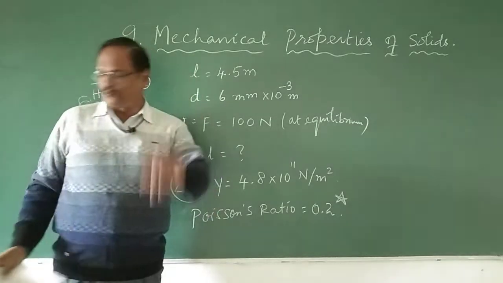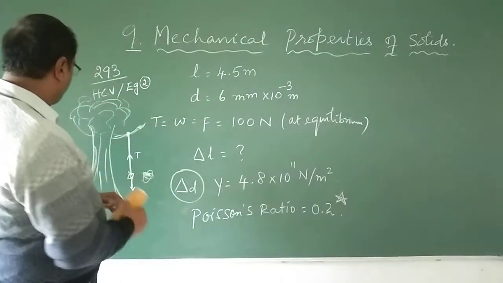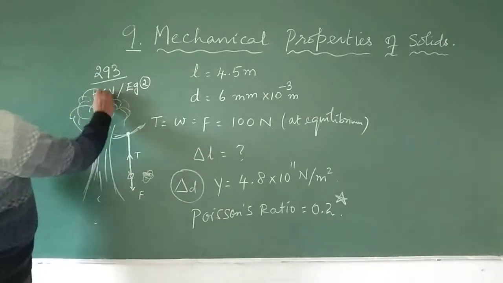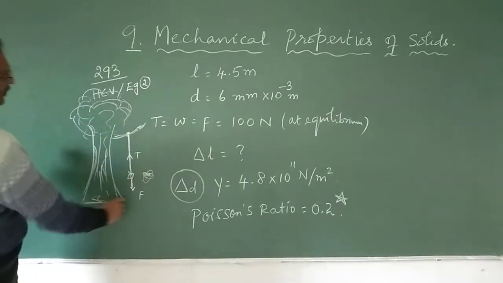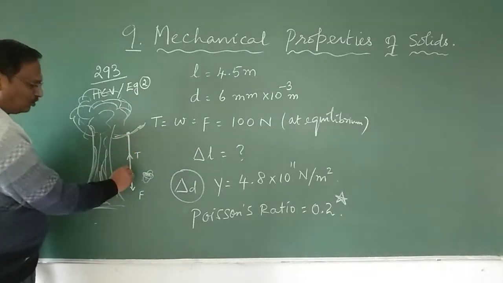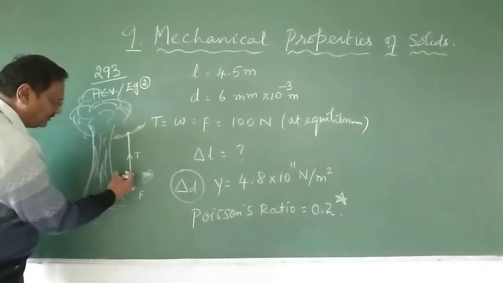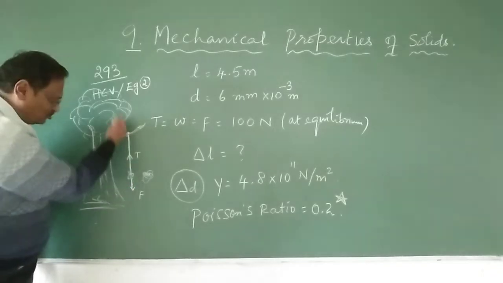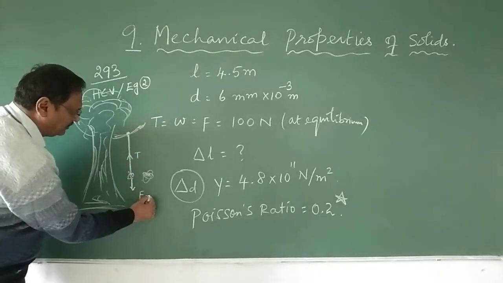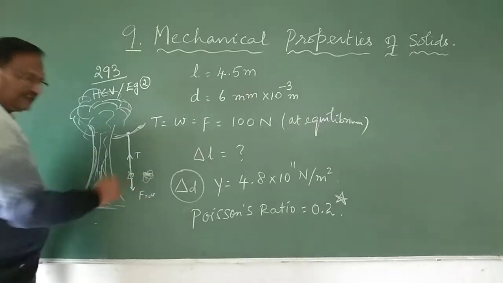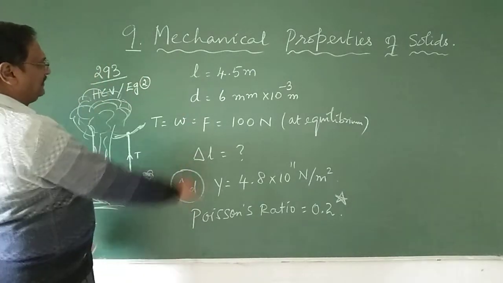Let us begin this problem and try to solve it step by step. I hope you understand the problem first. There is a tree, there is a branch. In the branch you will find there is a nylon rope and a monkey is jumping to hold the free end. So it stretches, tension is upward, weight is downward, which is nothing but the weight of the monkey. So these are the data given.